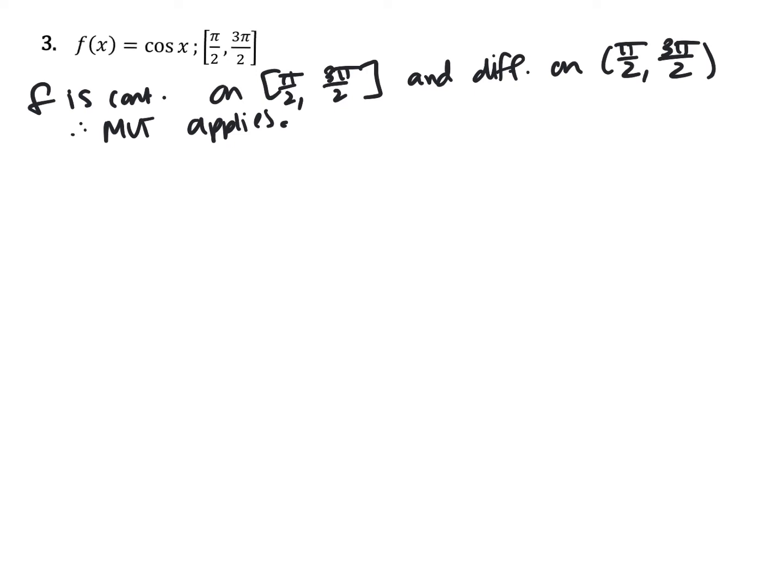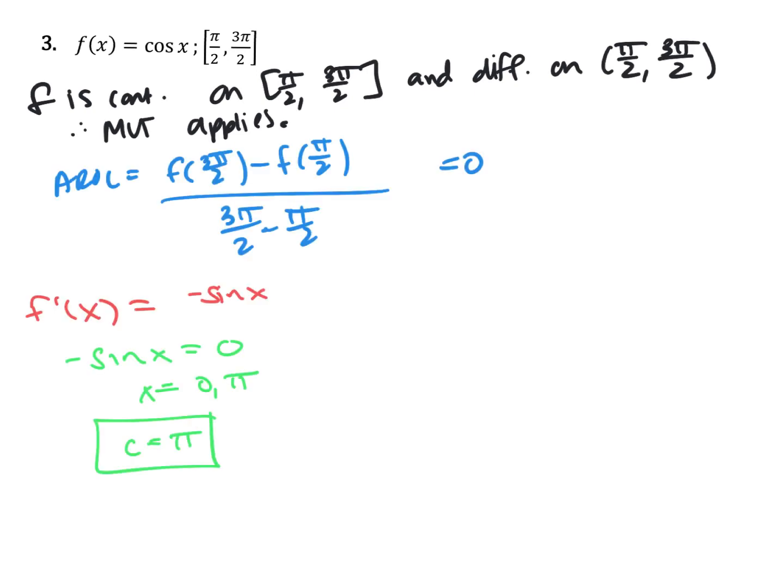Then we want to find the average rate of change and the instantaneous rate of change. After we find them, we're going to set them equal to each other. So we get that the c value on this particular interval is pi. And I actually intentionally ended with this one in our mean value theorem examples because this ties specifically to Rolle's theorem, which we are going to look at next.